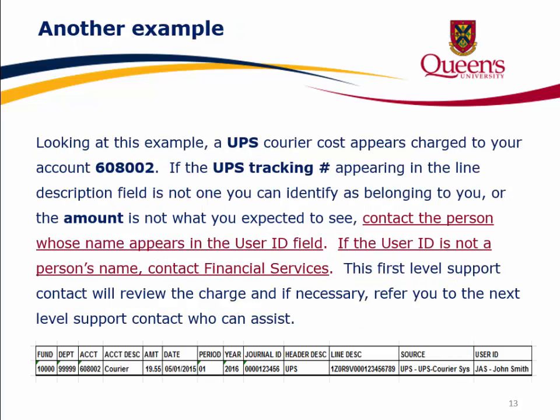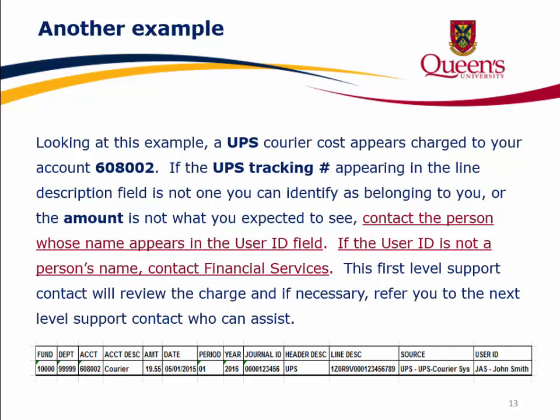Here's another example. Looking at this example, a UPS courier cost appears charged to your account 608002. If the UPS tracking number appearing in the line description field is not one that you can identify as belonging to you, or the amount is not what you expected to see, contact the person whose name appears in the user ID field. If the user ID is not a person's name, contact Financial Services. The first level support contact will review the charge and, if necessary, refer you to the next level support contact who can assist.